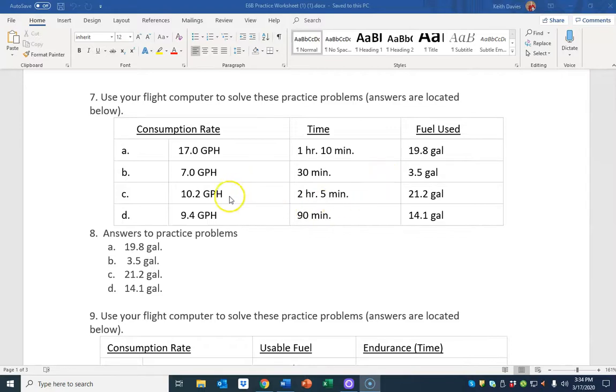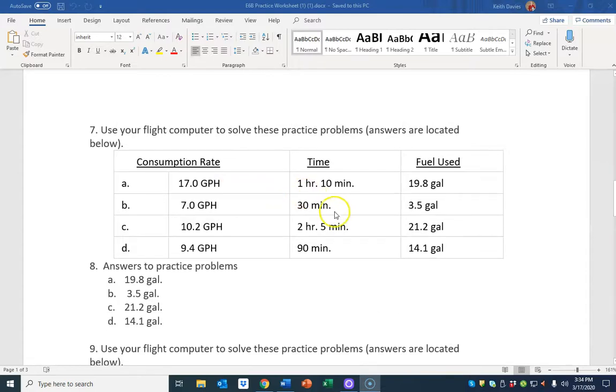Okay, so let's do one right here. I've got 7 gallons per hour. So when you see the pH or per hour, always you're using the index. And I'm going to do that for half an hour. Now in your brain it says, all right, 3.5 gallons.